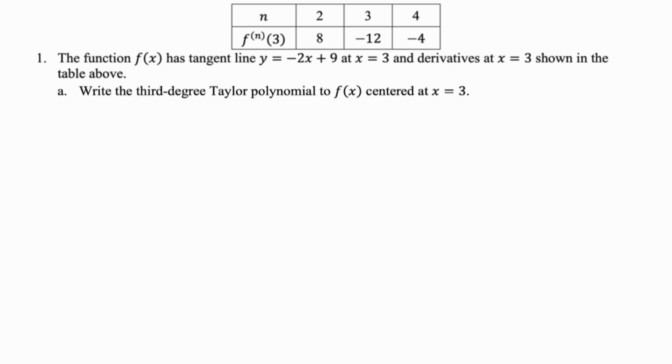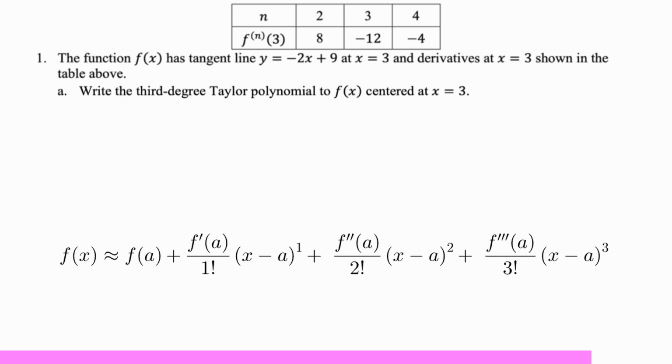Number 1, the function f of x has tangent line y equals negative 2x plus 9 at x equals 3. The derivatives at x equals 3 are shown in the table above. Write the third degree Taylor polynomial for f of x centered at x equals 3.